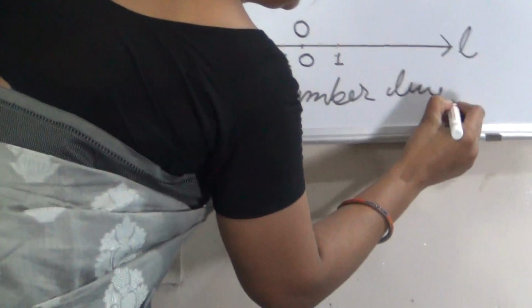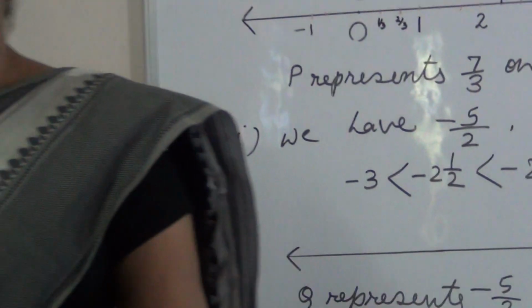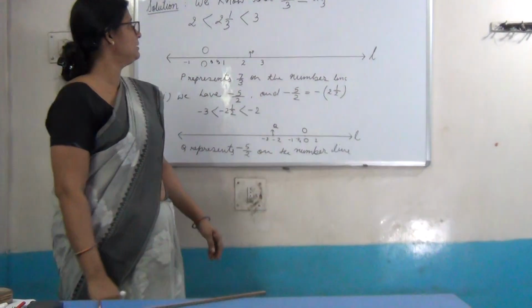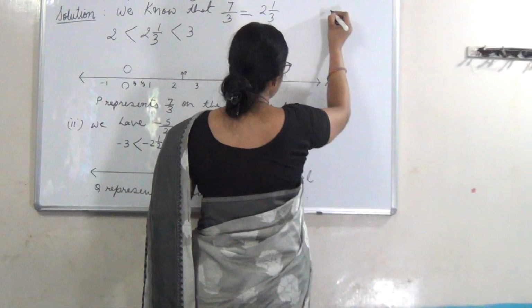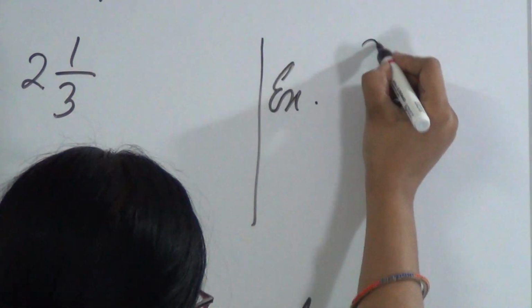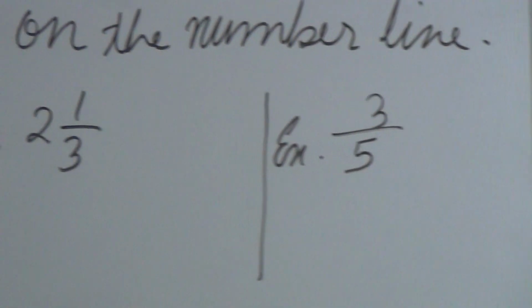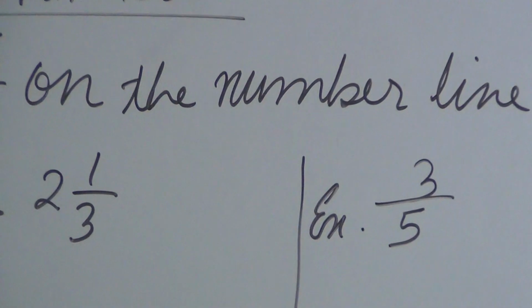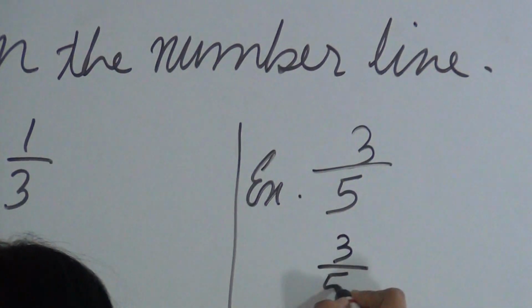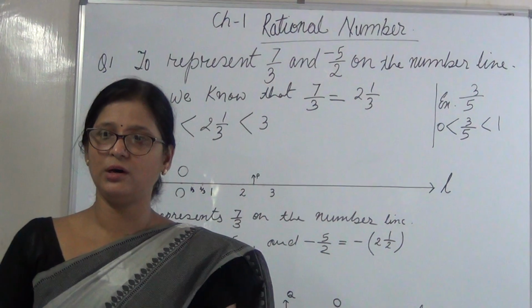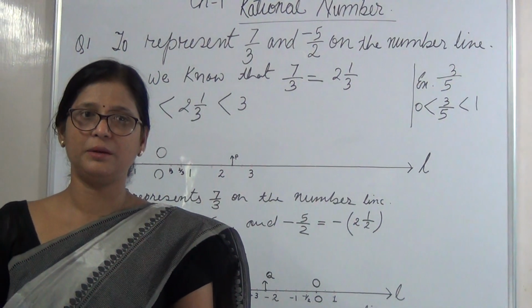Children, one thing we have to see is that if the numerator is less than the denominator, it means the number lies between 0 and 1. I am just giving one example to you. Suppose we have 3 by 5. It means it is a proper fraction, its value is less than 1, so this will lie between 0 and 1. It is greater than 0 and less than 1. So it can be plotted between 0 and 1. So this way you can solve the sums based on representing on number line.